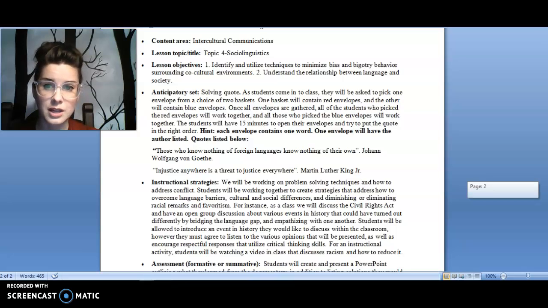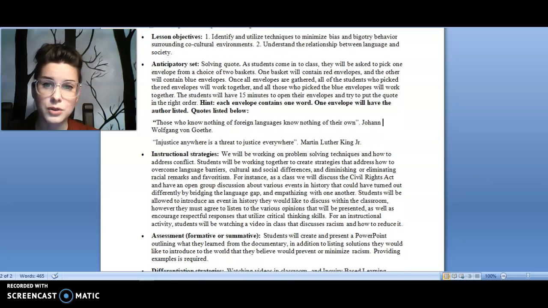I want to set the stage by going over how the students are going to enter the classroom and get prepared for the lesson. First, the students are going to come in and they're going to be solving a quote. As the students come into the class, they will be asked to pick one envelope from a choice of 2 baskets. One basket will contain red envelopes, the other will contain blue envelopes, and each student will pick their choice of which one they want to use. Once all the envelopes are gathered, all the students who pick the red envelopes will work together, and all the students who pick the blue envelopes will work together.